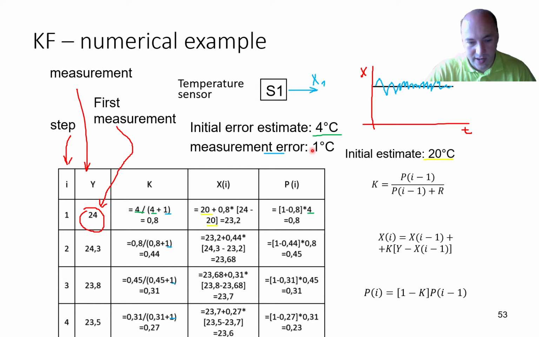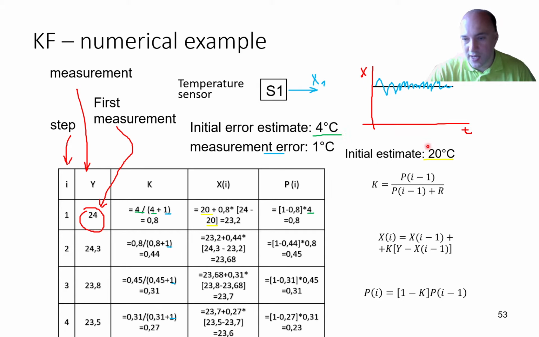I will be marking the different numbers with different colors. I will mark the measurement error in blue, which you will see later in the table. I will mark the initial error estimate in green, and this error estimate is the prediction error. I have estimated that initially I will have a larger error in my model, and I have chosen 4 centigrades.